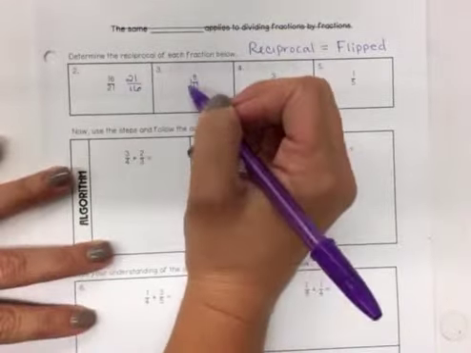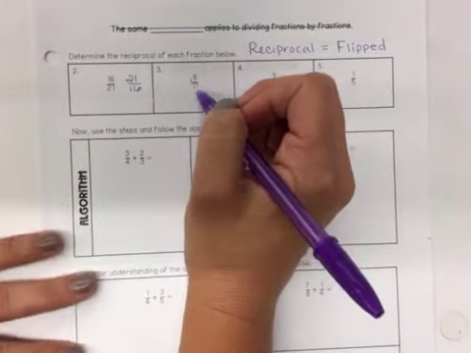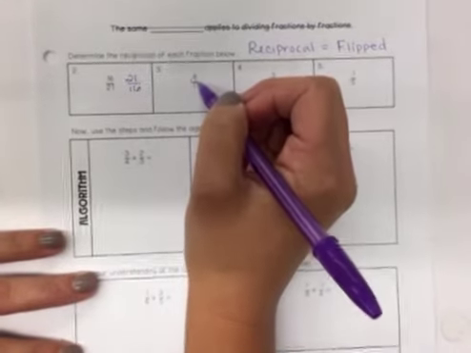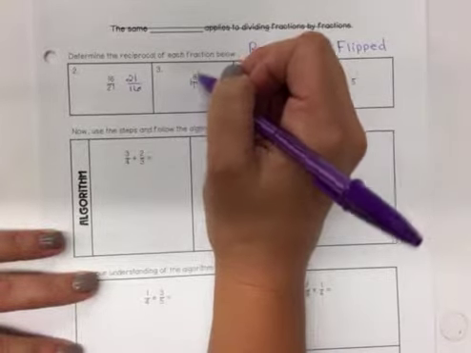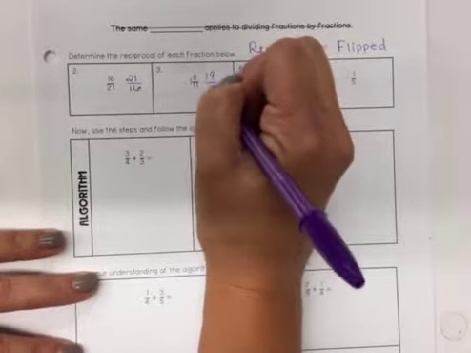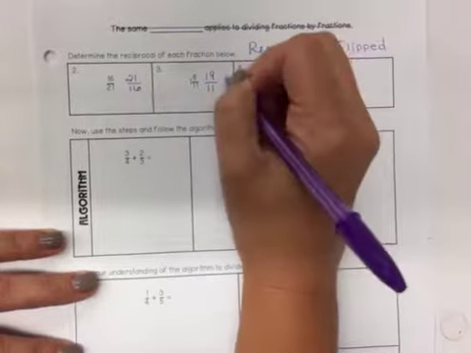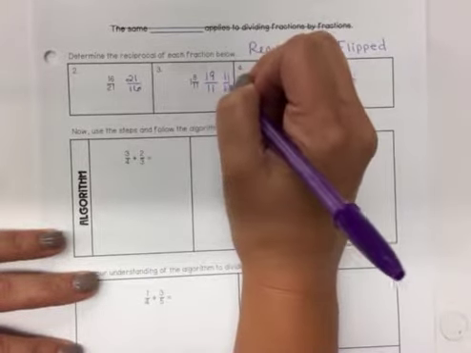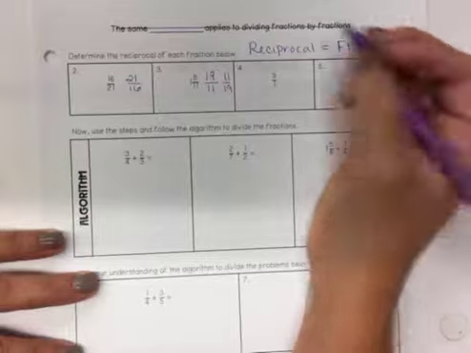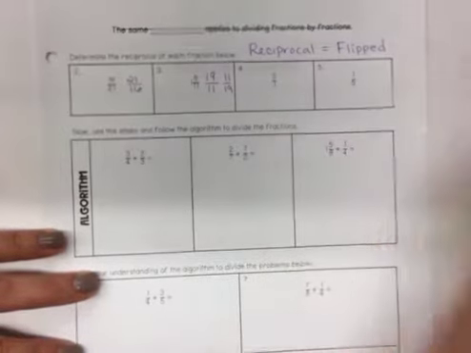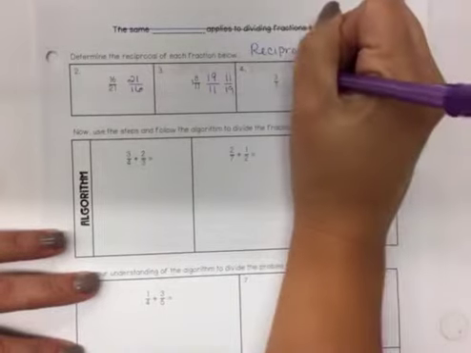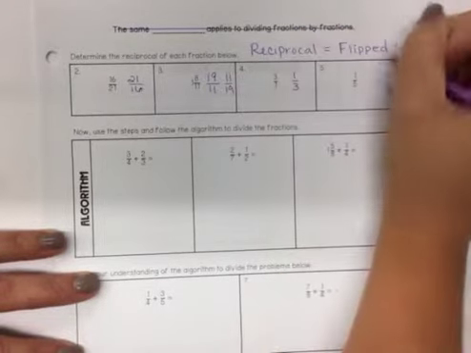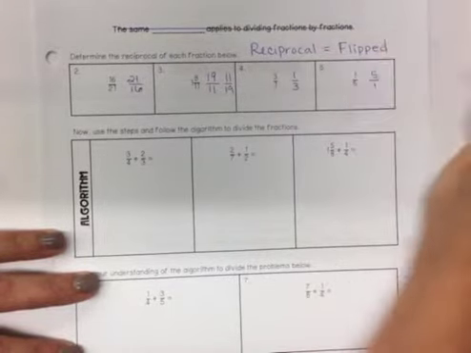Now this one has a whole number and a fraction, so I actually have to make it into an improper fraction first before I flip it. So 11 times 1 is 11, plus 8 is 19 over 11. So the reciprocal of it would be 11/19. Pause the video and do the next two on your own. Okay, your reciprocal should be 1/3, and your reciprocal is 5 over 1.